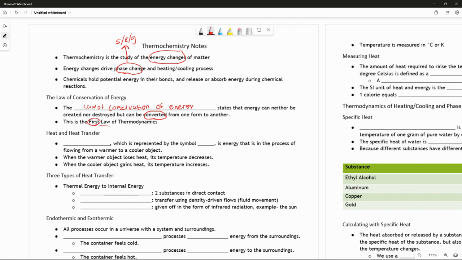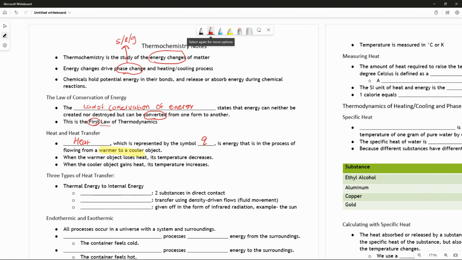All right, heat. Heat, which is represented by the symbol Q, not H, Q, is energy that is in the process of flowing from a warmer to cooler object. This is a key idea in thermochemistry. Energy and heat flow from warmer to cooler objects. When the warmer object loses heat, its temperature decreases. And vice versa, when the cooler object gains heat, its temperature increases.